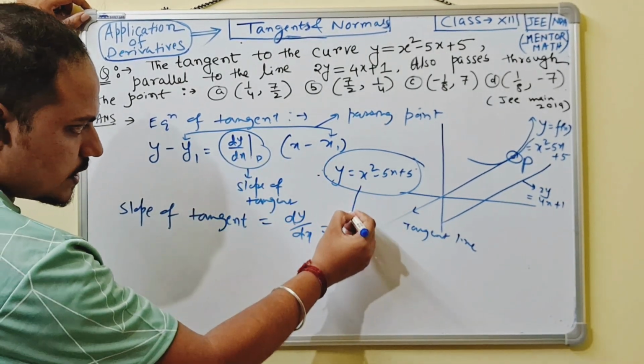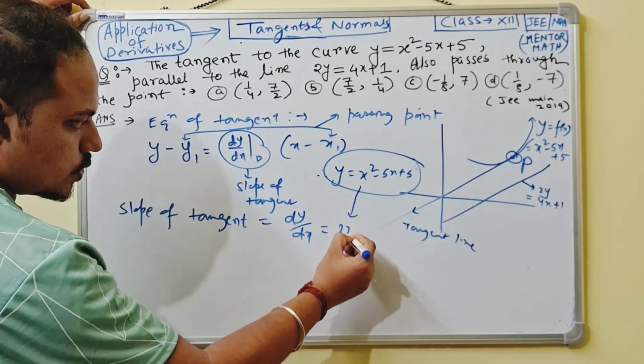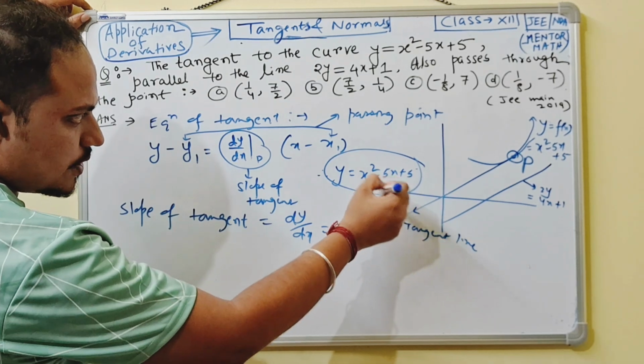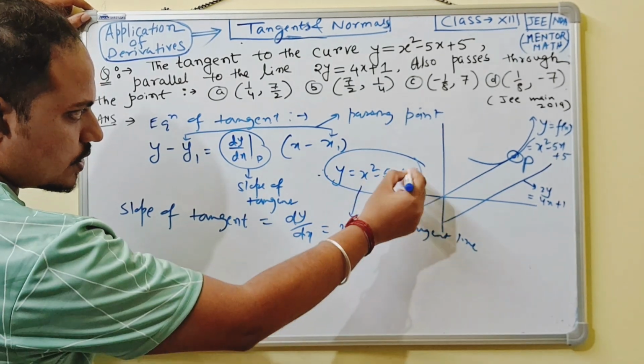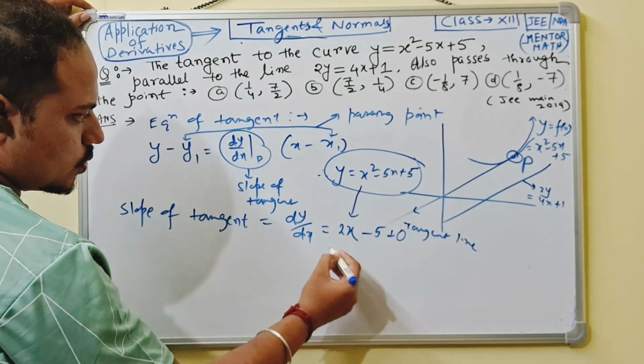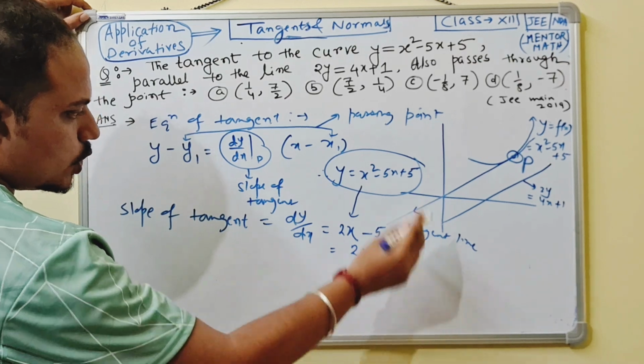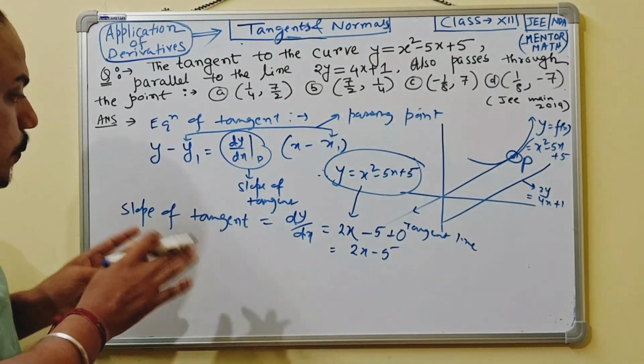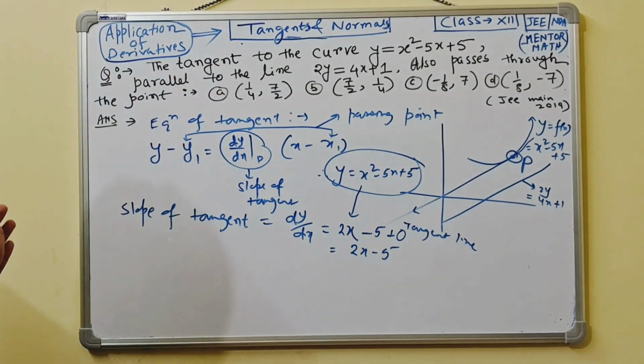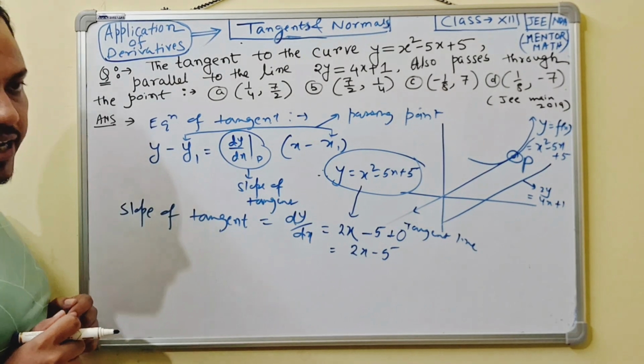So clearly you can easily find the derivative of this function. Okay, so what is the derivative of x square? That is your 2x. Next, what is the derivative of 5x? Only 5, and the constant term is 0. So that means you got the value 2x minus 5. So this is your slope of the tangent line. Okay, so that is your 2x minus 5.